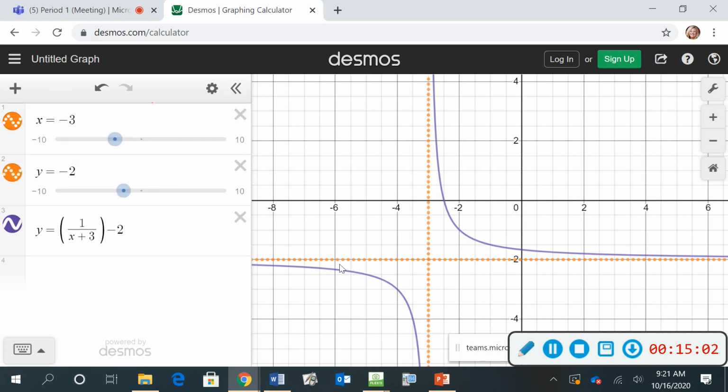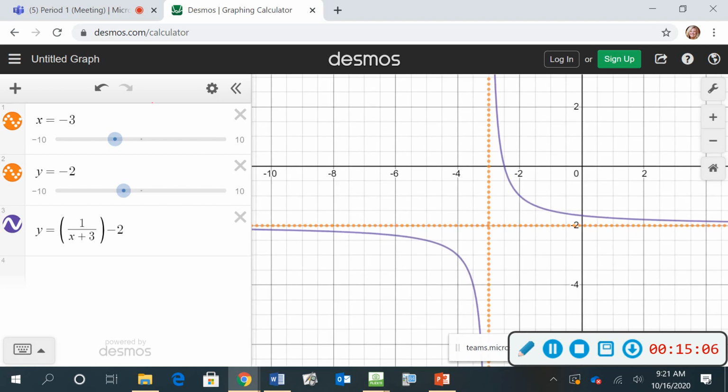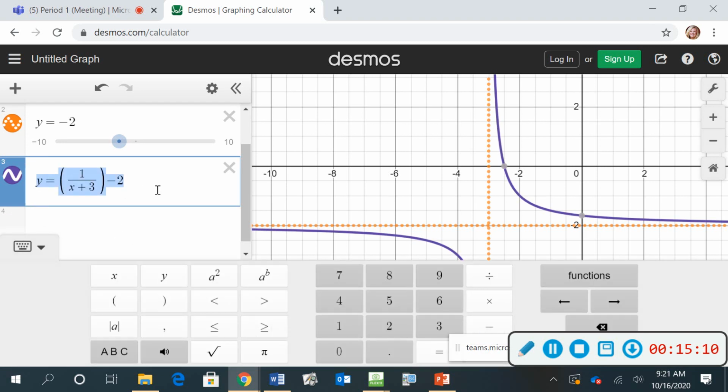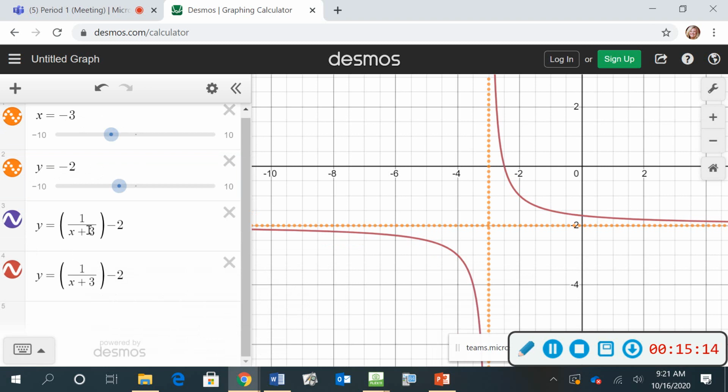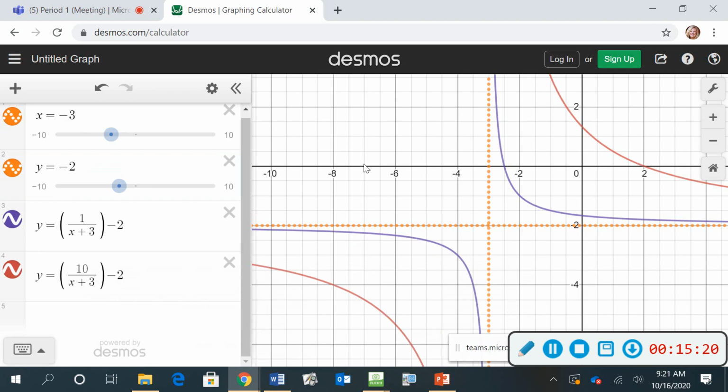Let's see if this is making, there we go. Okay, so this is what we have. And now what I'm doing is we're going to take this and look at what it looks like when I change it from here. So let's make a prediction. It goes from purple, and when I put a 10 on top, look what happens. It's gone from what we see in purple to what we see in red. It's further away from those asymptote lines.